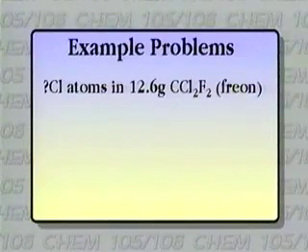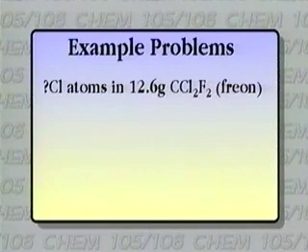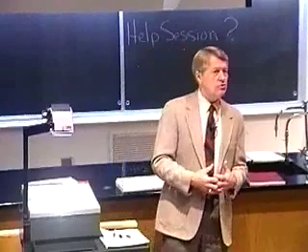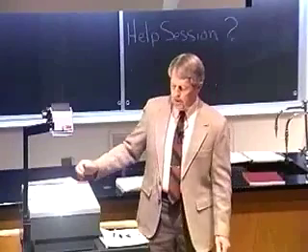So we'll start today by taking a look at problem number 9 at the end of the chapter, 9 part C. It asks us to calculate the number of chlorine atoms in 12.6 grams of the compound CCl2F2. The chemical name of that compound is dichloro-difluoromethane. You don't need to remember that, but it's a chemical that we call Freon. It is the refrigerant that has been commercially used for many years.